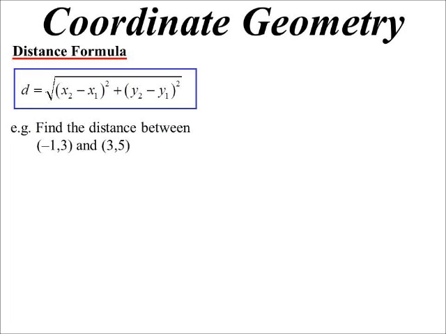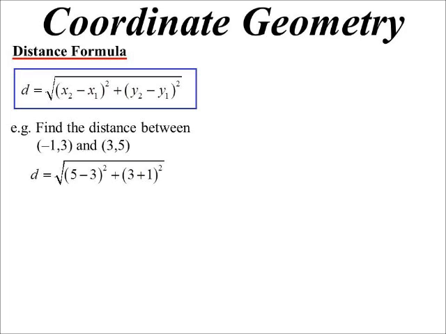Let's do a quick example. Let's find the distance between (-1, 3) and (3, 5). Now, just a couple of misconceptions when you're using the distance formula. It actually does not matter which order you sub the numbers in. People get paranoid with this formula and think, well, because I subbed 5 in first here, I must sub 3 in first in the other one.